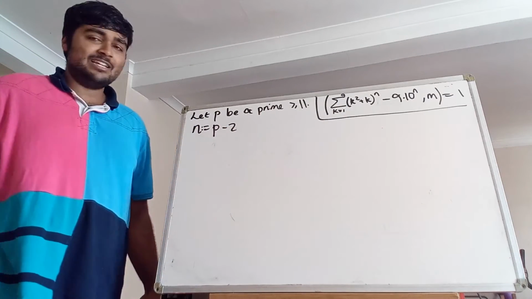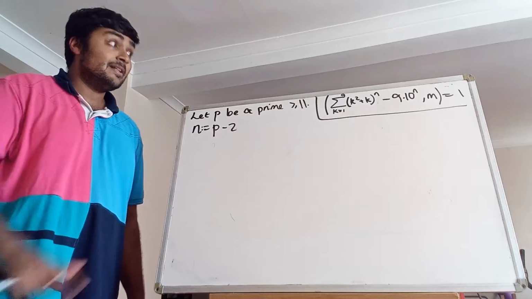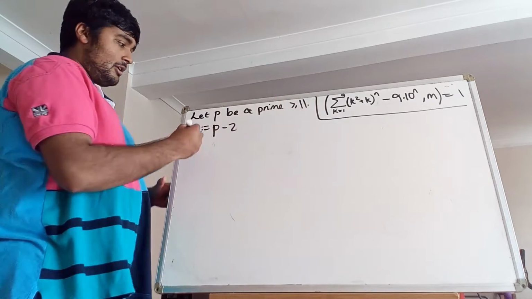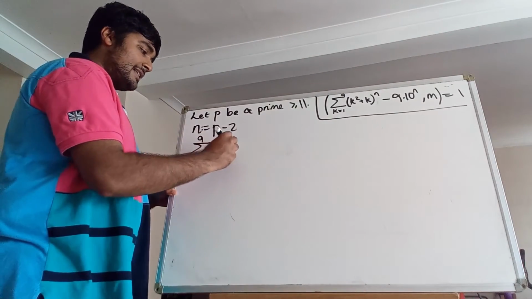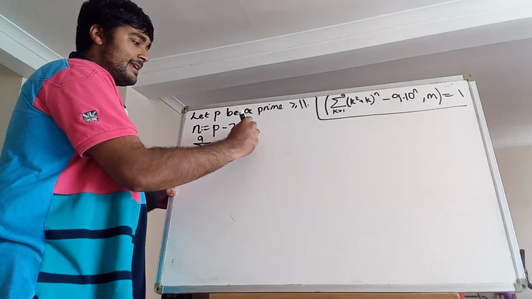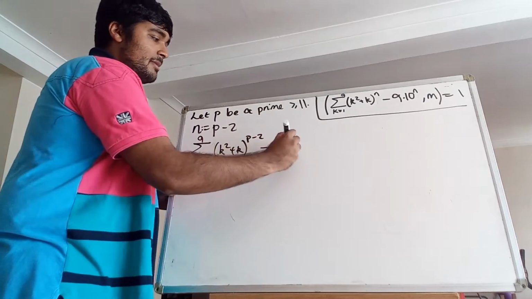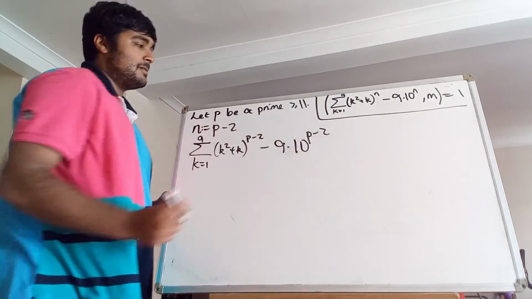But of course I've got to prove that this expression is a multiple of p for n equals p minus 2 and p being at least 11. Let's see why. Firstly, let's just write out this expression here. We've got the sum from k equals 1 to 9 of k squared plus k to the n, but n here is just p minus 2, and then we're doing minus 9 times 10 to the p minus 2.